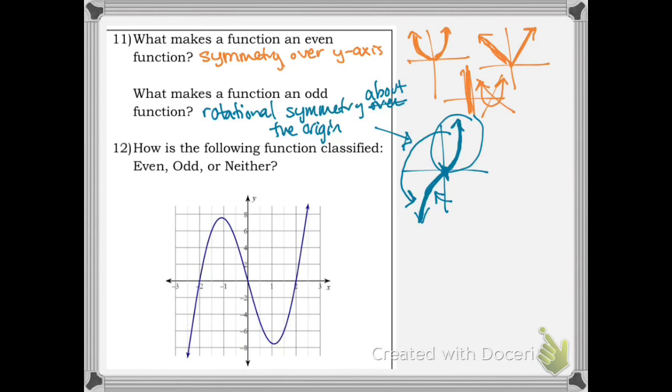So if we look at number 12, is it going to have an even description, an odd description, or is it neither of those? And if you notice, if we break it here and took this part right here and rotated it this way, it would look exactly like that. So that means it is an odd function.